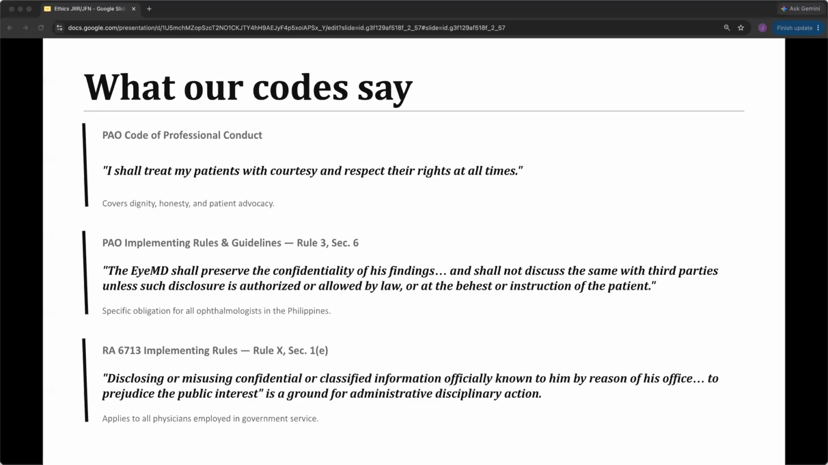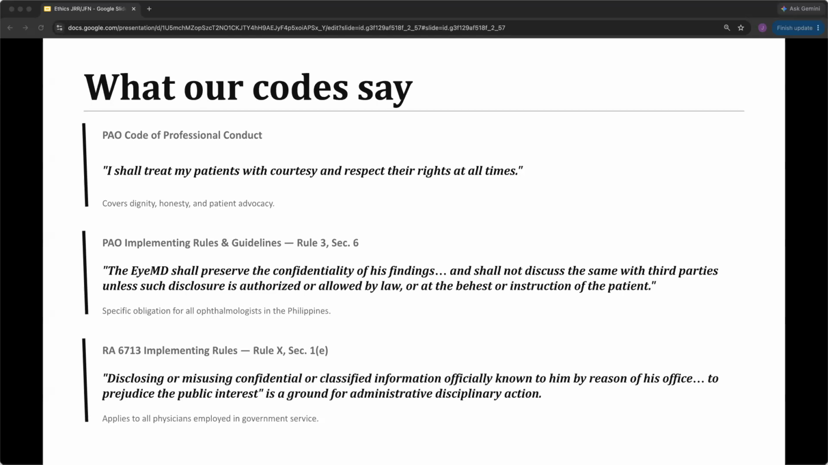requires us to respect patients' rights and treat them with courtesy and dignity. While broad, this establishes our duty to uphold patient welfare and autonomy. The PAO implementing rules and guidelines are more explicit. So, Rule 3, Section 6 states that the IMD shall preserve the confidentiality of patient information and may disclose it only when authorized by the patient or permitted by law. In other words, confidentiality is the default, disclosure is the exception.